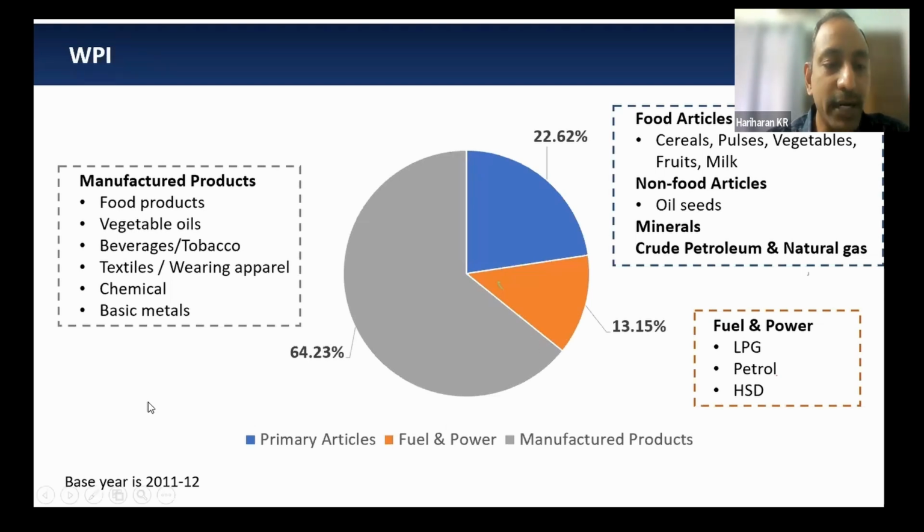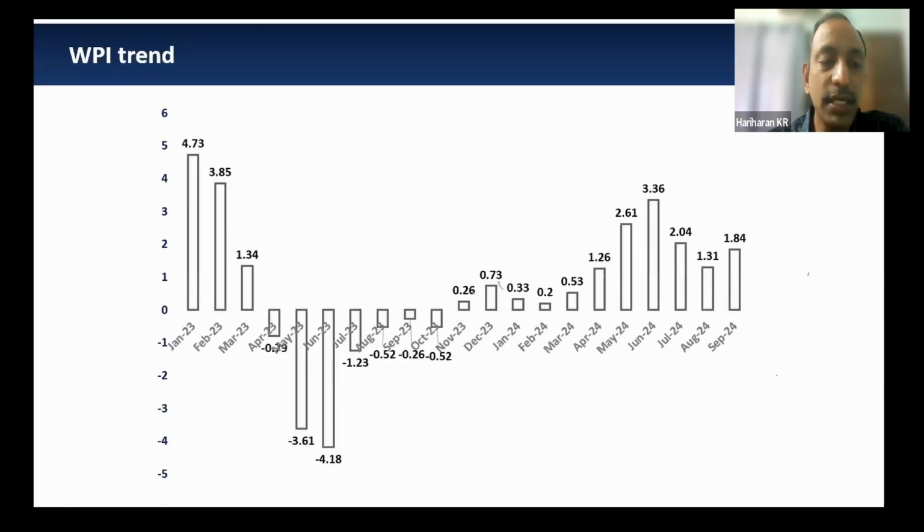Now, important to look at is what is happening to WPI over the last few years. So this is the trend of WPI in India. Every month it is getting published. So September 24, it was 1.84%. What does it mean? That price of goods in the WPI basket overall has increased by about 1.8% in the month of September 24 as compared to their prices in the month of September 23.